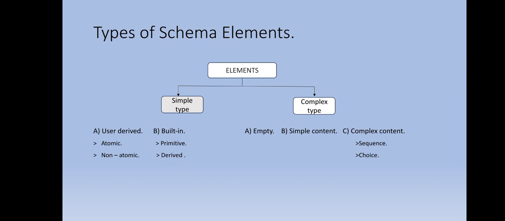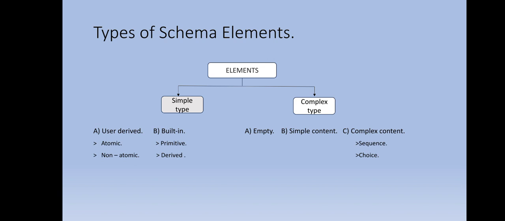Coming to the types of schema elements, there are mainly two types: simple and complex type. An XML schema describes the structure of an XML instance document by defining what each element must or may contain. So an element is limited by its type, and the element can be a simple type or a complex type.